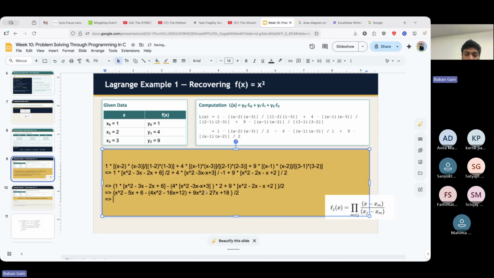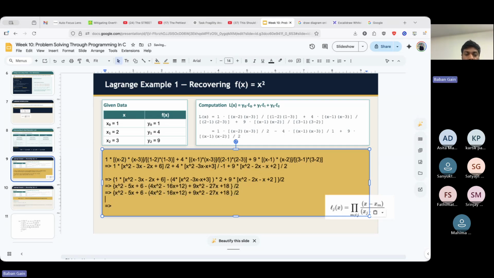Next step, you can just keep the minus inside the bracket. So it will be x square only, but here all the signs will change. This was positive, so it will become negative. This will become positive, and this will become negative.